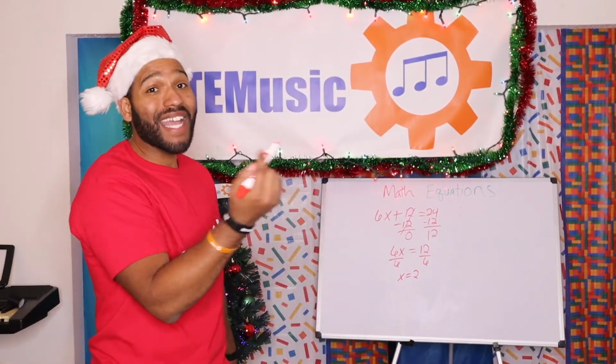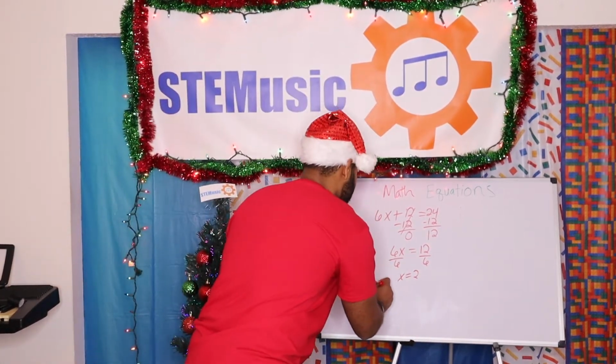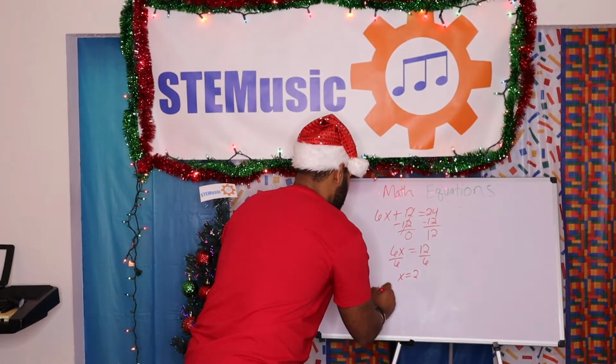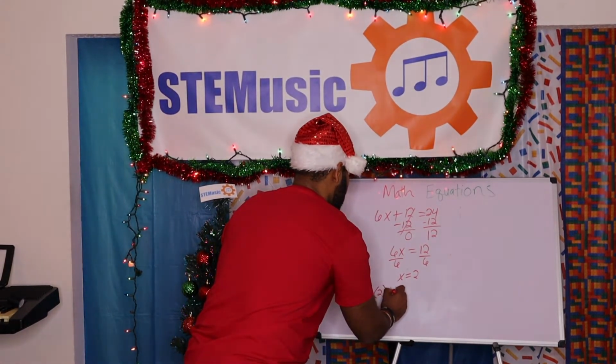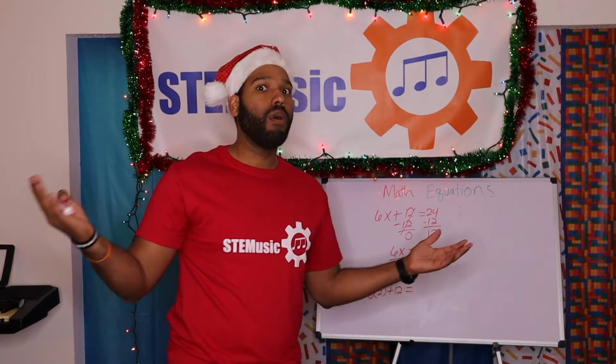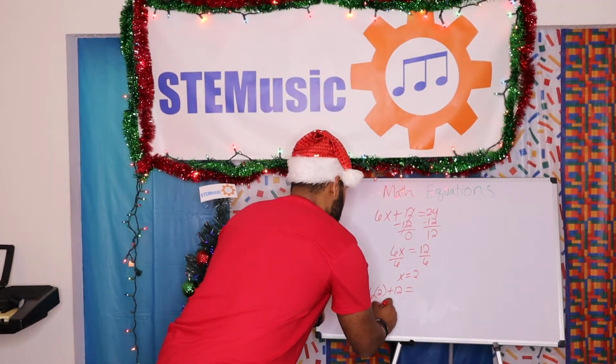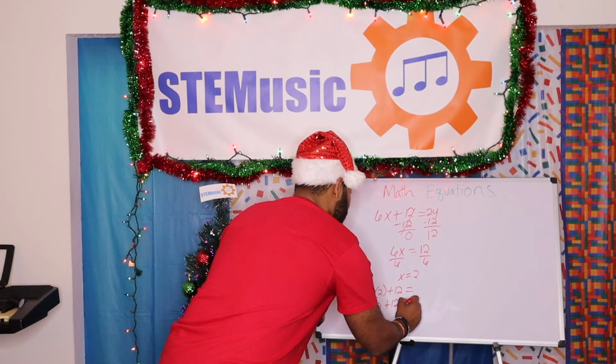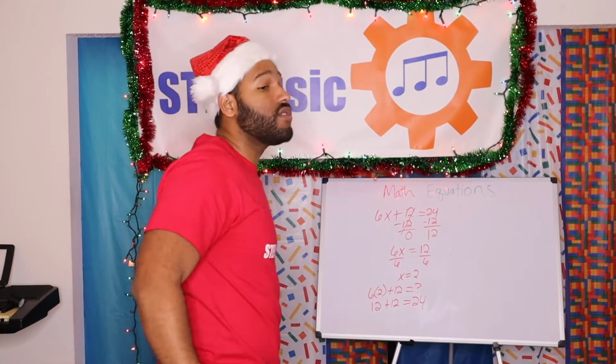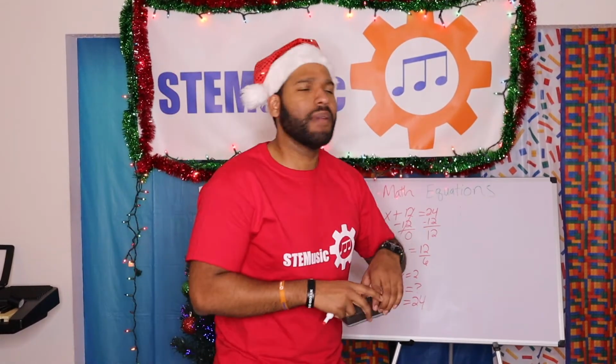But we gotta plug it back in. So let's plug it back in by doing 6 times 2 plus 12 equals what? 24, because 6 times 2 is 12 plus 12 equals 24. Okay, we got 3 more problems. We are doing them. I really am enjoying myself right now.